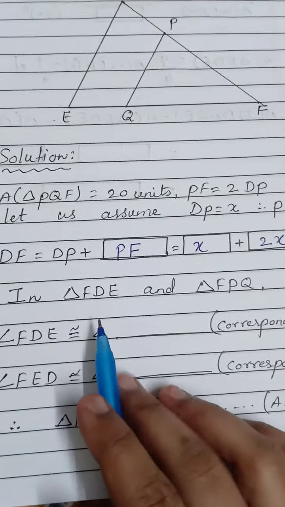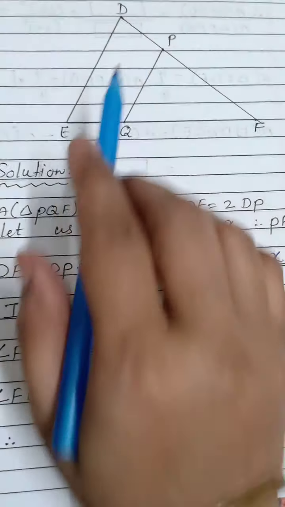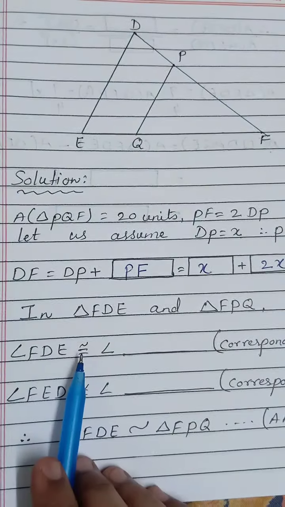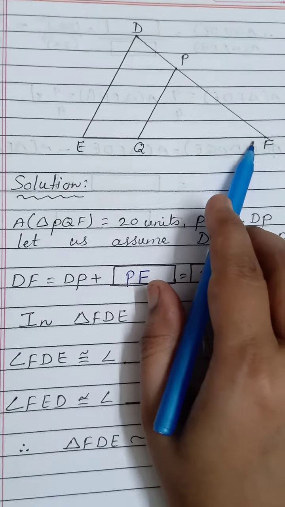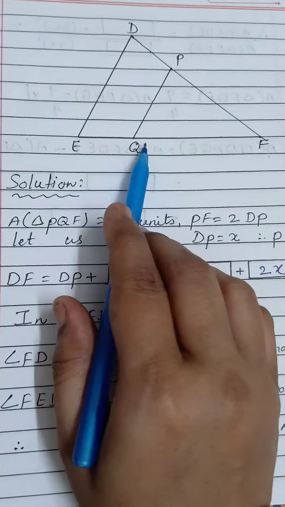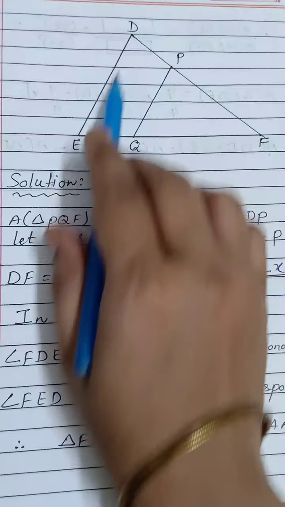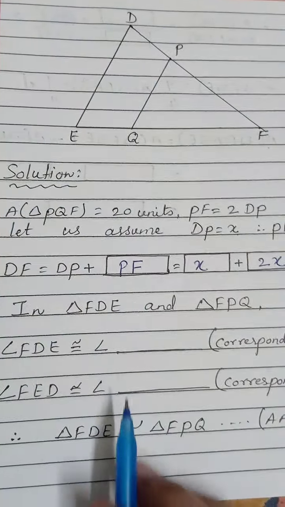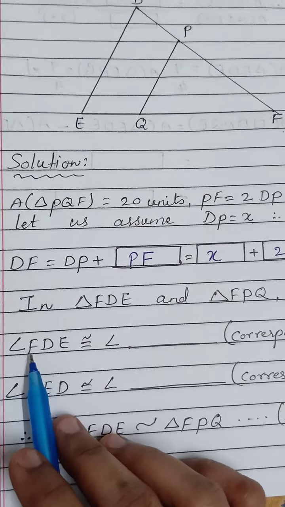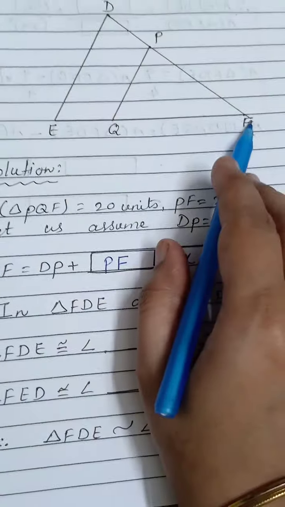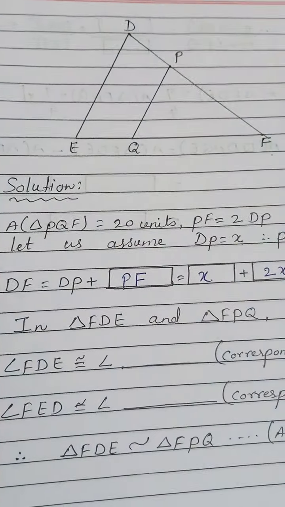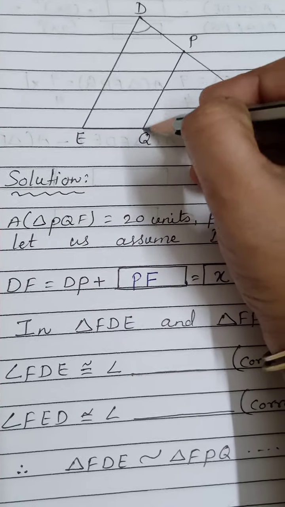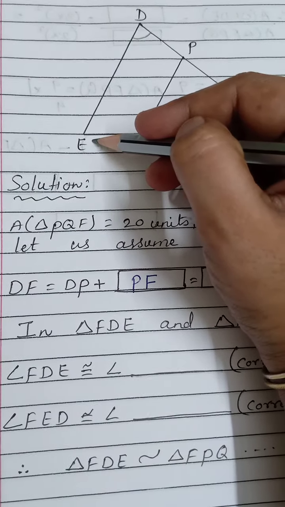Now we have to take triangle FDE, that means the bigger triangle, and the next is triangle FPQ. That means we have to prove the bigger triangle FDE and triangle FPQ, both the triangles, are similar. So first of all, it is taken angle FDE. This angle. See, it is given to us that PQ and DE are parallel. Already it is given to us in the question.